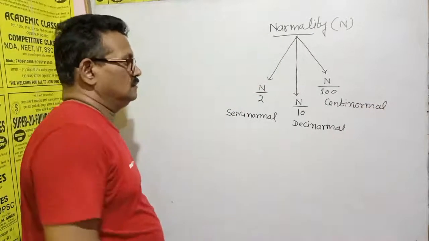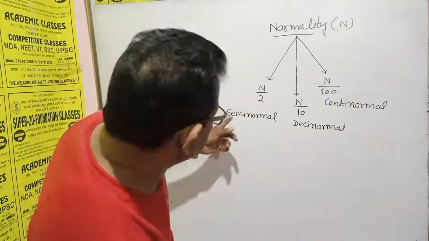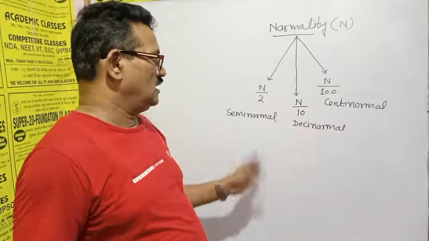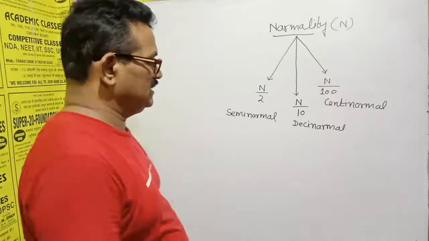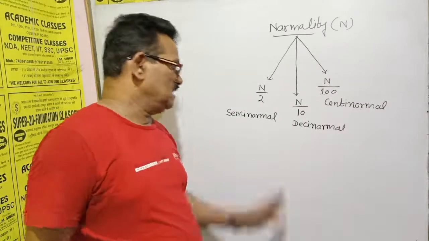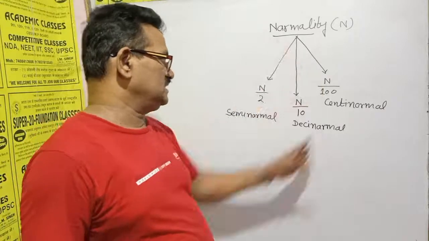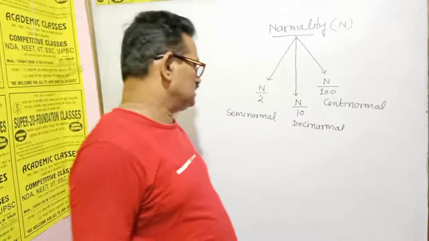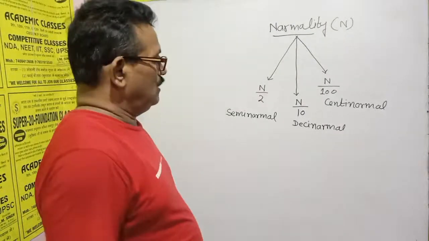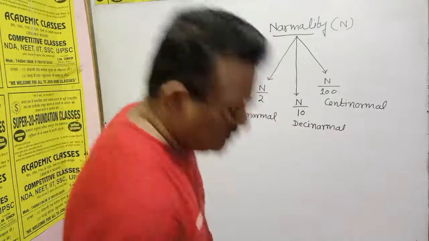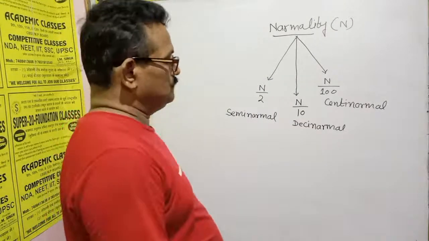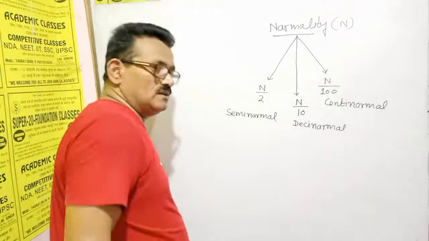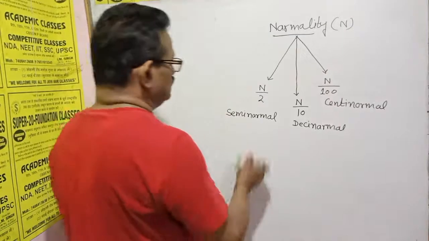Okay, N by 2 means semi normal, N by 10 means decinormal, and N by 100 means centinormal. This is the clear picture of the normality terms used in any solution. Okay, and first you decide it. Normalities are generally used in laboratory work and industry for the preparation of many compounds and solutions.